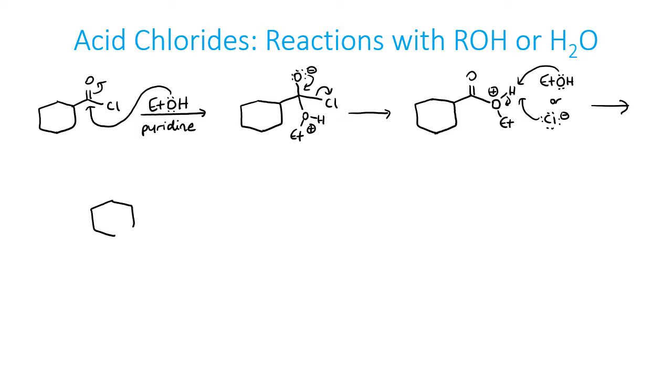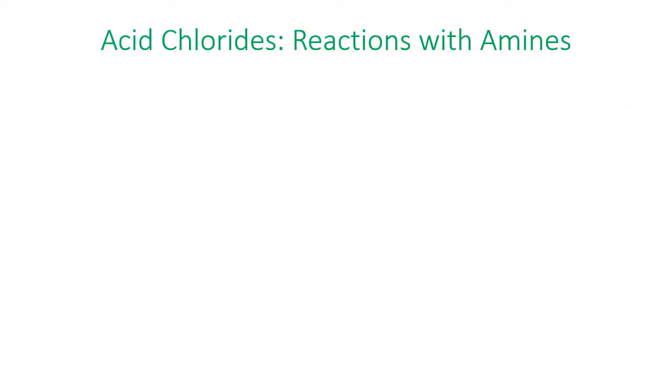Now ultimately, we will turn our acid chloride into an ester. Now, if water were used in this mechanism, we would turn the acid chloride into a carboxylic acid again. Now let's take a look at an acid chloride reacting with the amines.